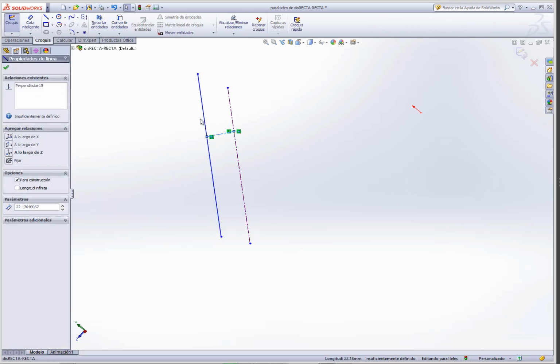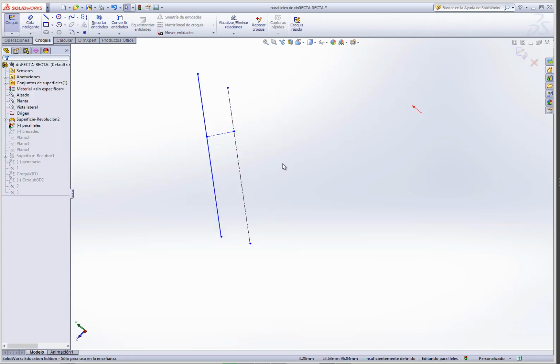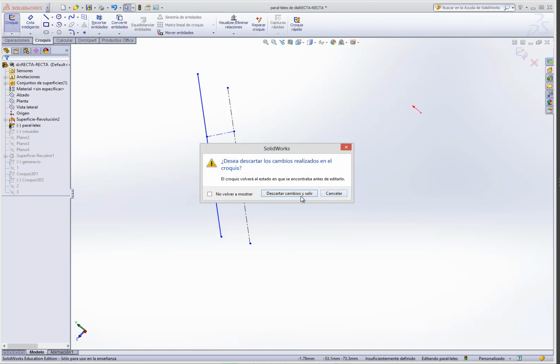Something that is important is that since this perpendicular relation alone is enough to define the perpendicularity to both, because the lines are already parallel, it's quite important not to define more relations than necessary in this software, because sometimes the software gets a little bit crazy if we set more relations than necessary.